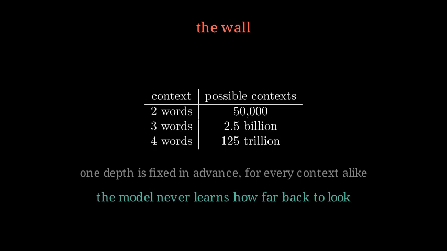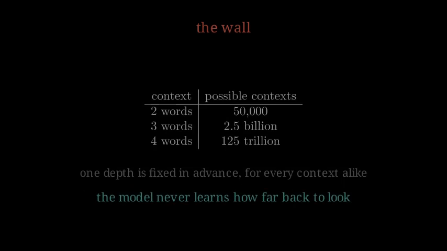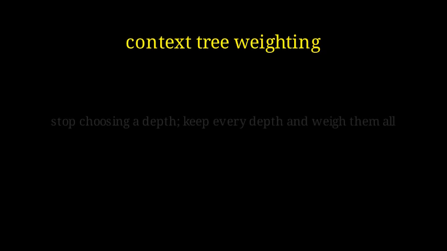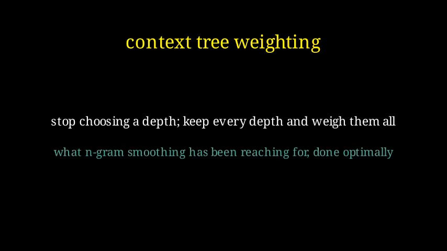Smoothing patches the holes, but its weights are set by hand, not learned. The model never discovers, for each context on its own, how far back it should actually look. And that last sentence is the doorway to the next episode. What if you did not have to pick a single depth, or tune the weights by hand? What if, for every context, you quietly kept a model of every depth at once, and let the data itself decide how much to trust each one?